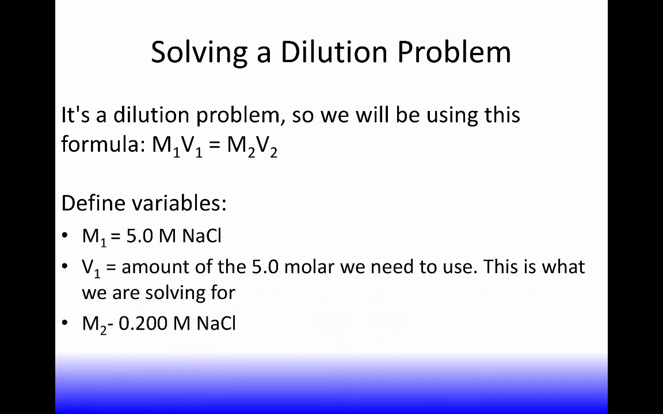So the first thing we want to do after we set up our little equation is define the variables. Okay, and you can see that the initial molarity is the molarity of the stock solution, that's 5 molar. V1 is the amount of this that we need to use. That's what we're going to solve for. We don't know what that is yet. M2 is the final molarity, and V2 is the final volume.